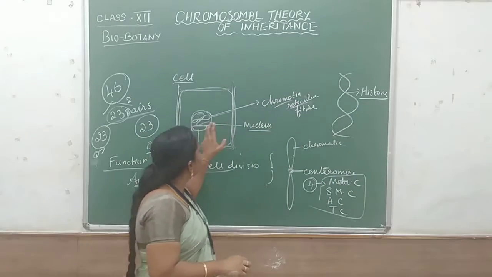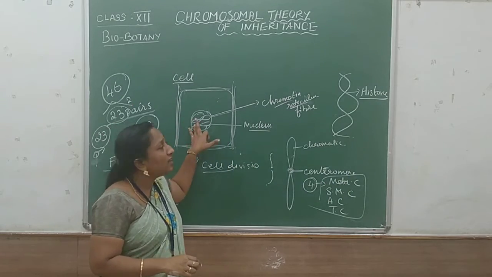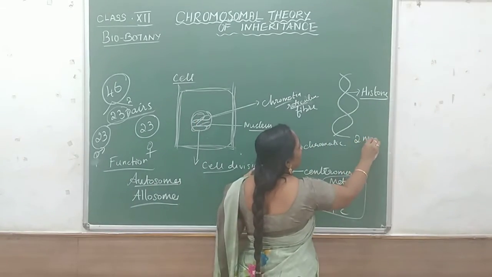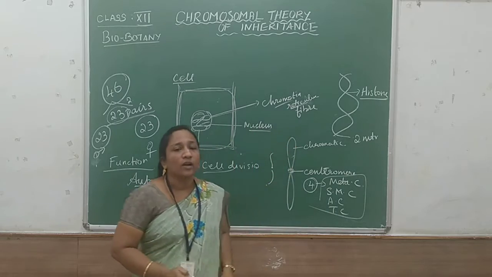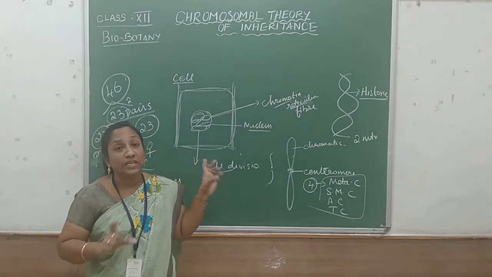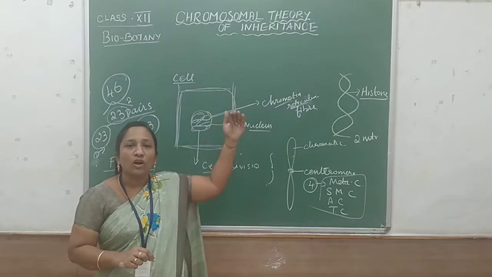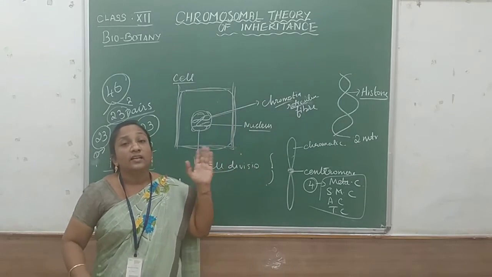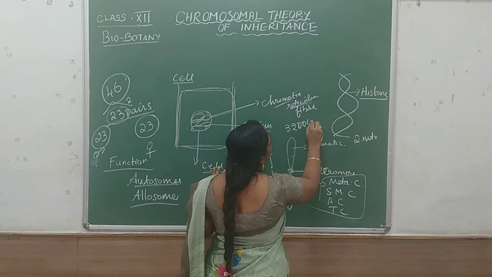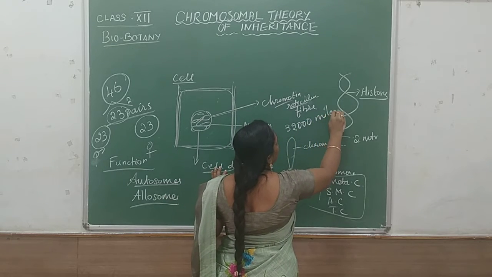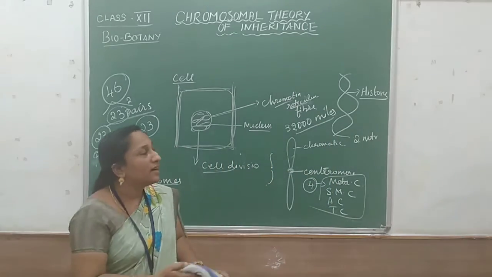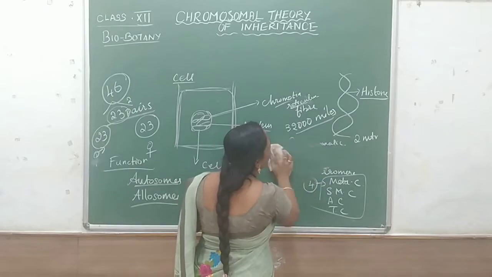In a single cell, one DNA strand measures 2 meters. The length of DNA in one single cell is 2 meters. If we arrange all the DNA one after the other, it will occupy 32,000 miles. What does 32,000 miles mean? It is 3 turns of our Earth.